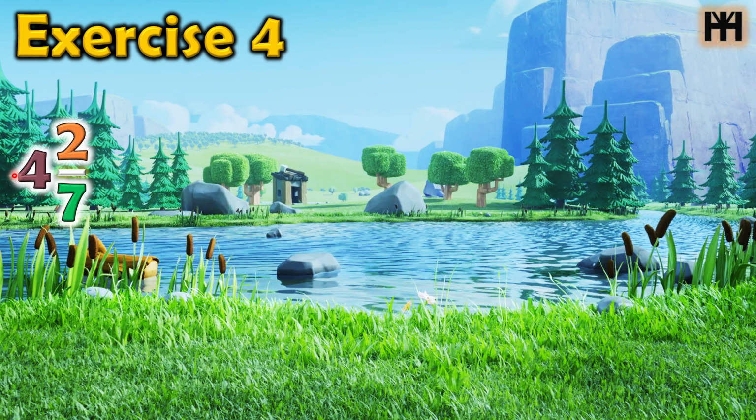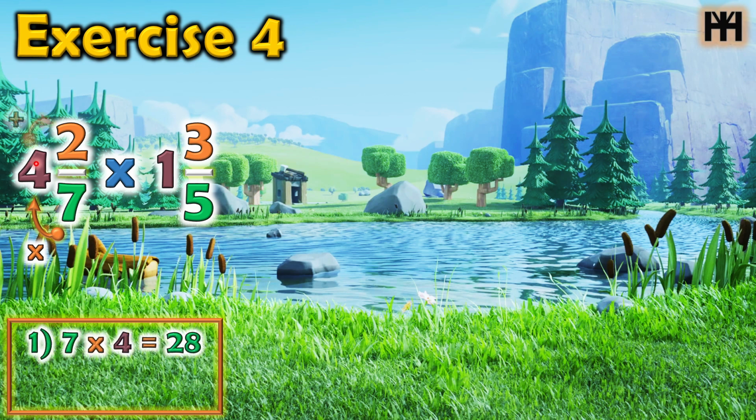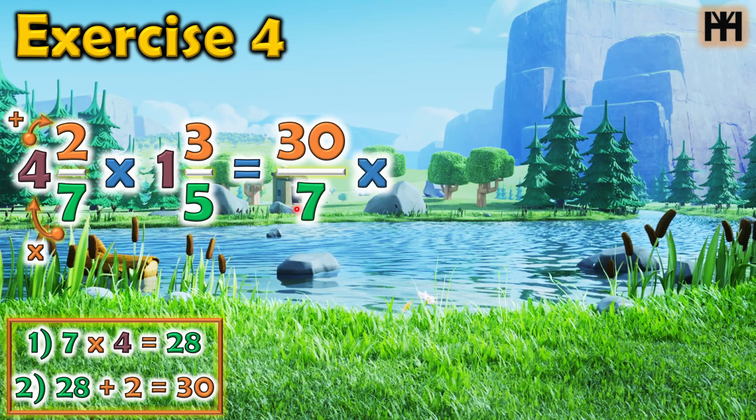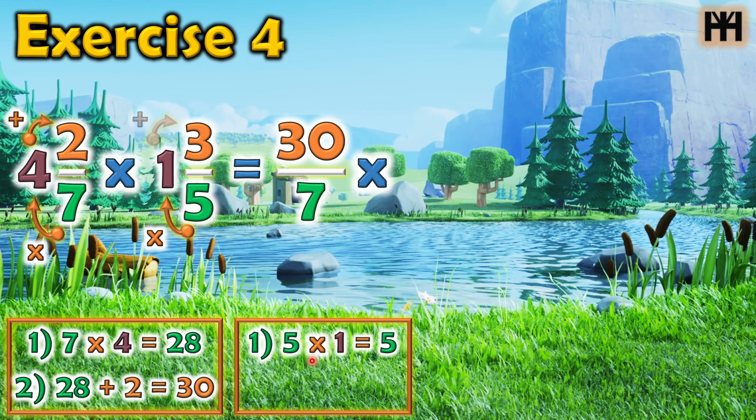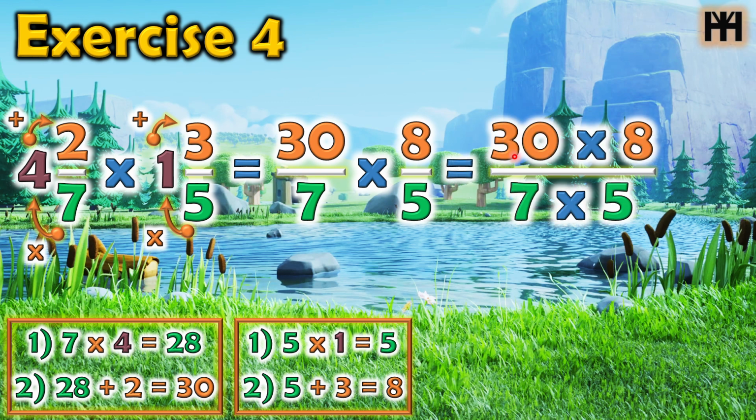Exercise 4. We have 4 and 2 over 7. Multiply 1 and 3 over 5. So first, 7 times 4 is 28 plus 2 is 30. So it's 30 over 7. Multiply 5 times 1 will be 5. Then plus 3, so it's 8. So it's 8 over 5. Okay, so 30 times 8 over 7 times 5. So the 5 here, it can be, 30 divide 5 is 6.